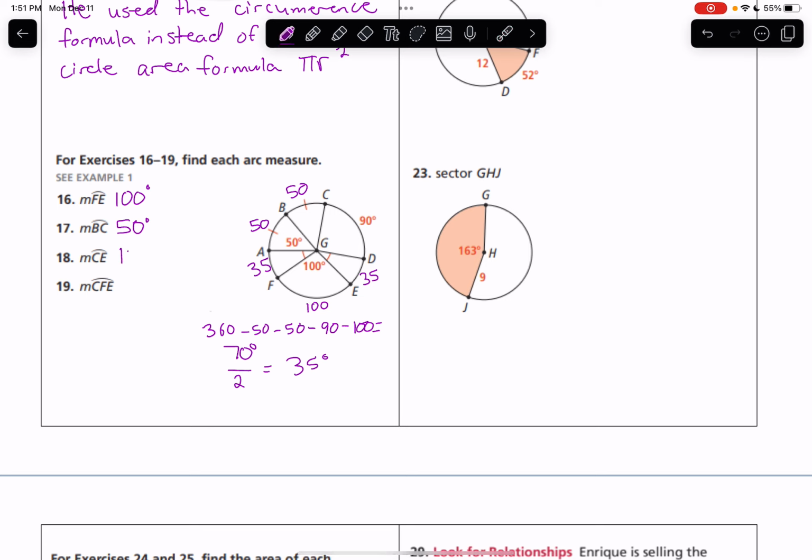So each of my remaining arcs are 35 degrees, which means the measure of arc CE is 90 plus 35, or 125 degrees. After that, I've got the measure of arc CFE, which again, I know all of these already, so this is pretty simple. So I start at C, and I'm going to go around towards F and towards E. So 50 plus 50 is 100, plus 35 is 135, plus 100 is 235 degrees.